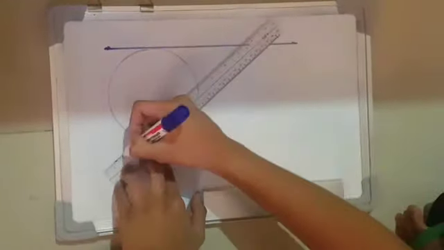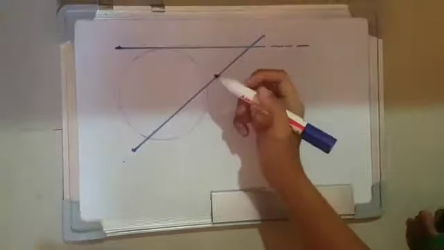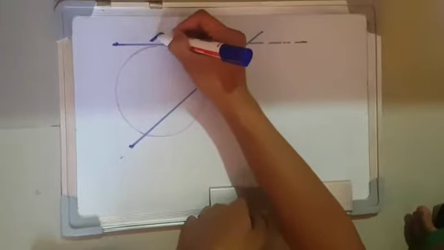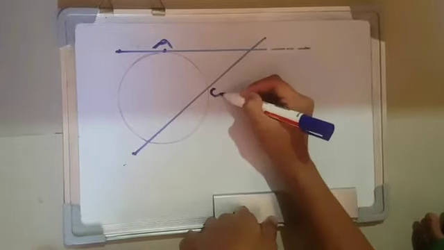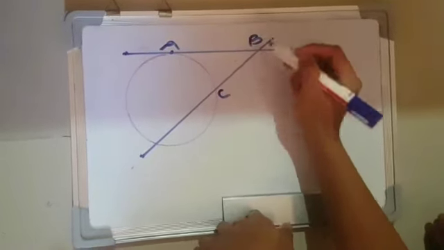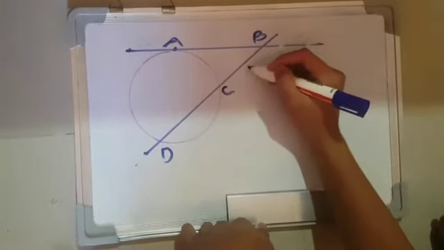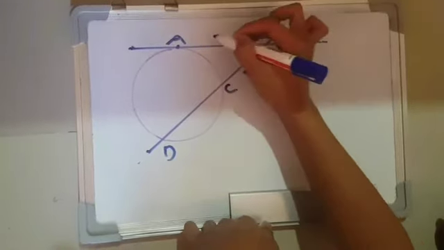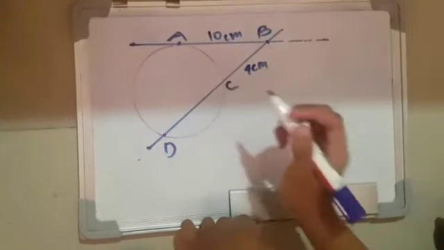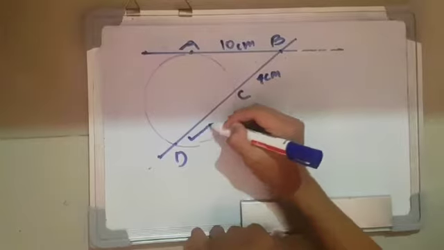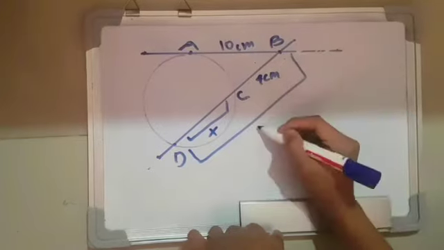So let's draw first the lines. This will be point A. This will be point C. B, and lastly D. Segment BC is equal to 4 centimeters. AB is 10 centimeters. And DC is unknown. The whole secant measurement is also unknown.